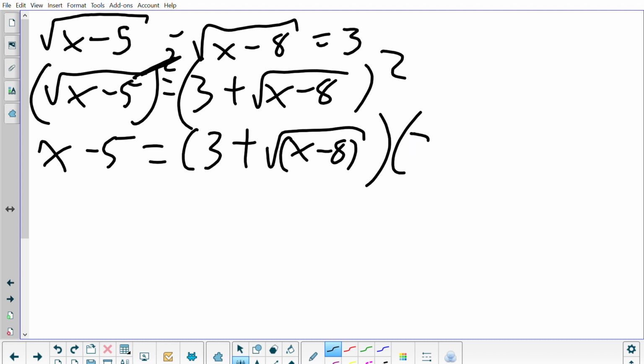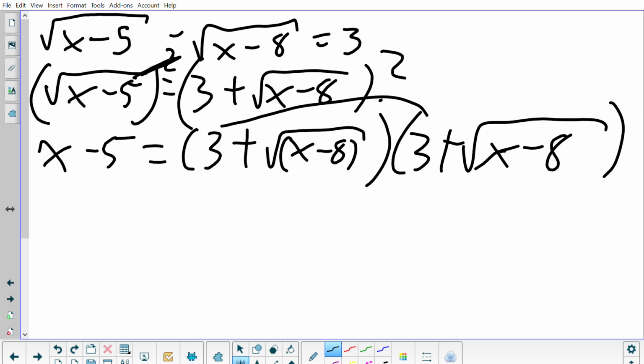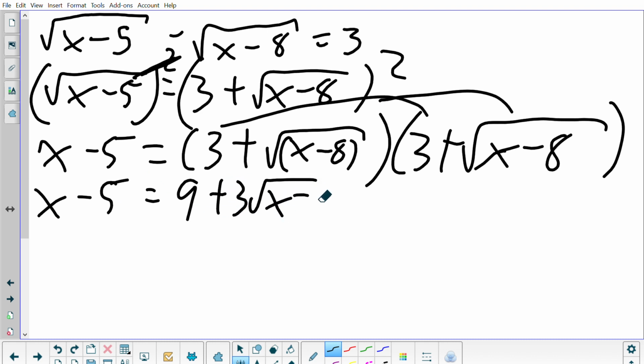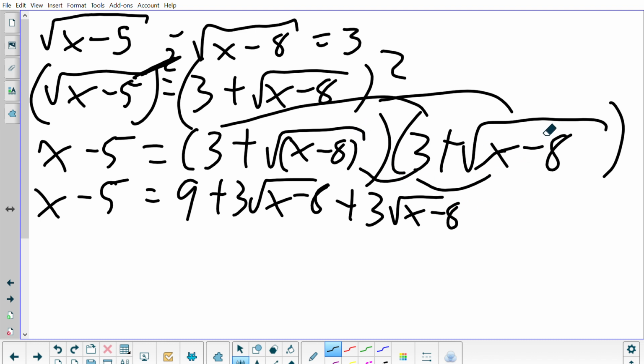So I'm going to do 3 plus radical x minus 8 times 3 plus radical x minus 8. So then I'm going to double distribute. And I get 9 plus 3 radical x minus 8. And then I'm going to do the same thing for those, and I'm going to get 3 radical x minus 8. And then two radicals multiplied against each other are just going to leave me with what's inside. Okay? I'm going to combine like terms. So I get 9 minus 8, which is 1.